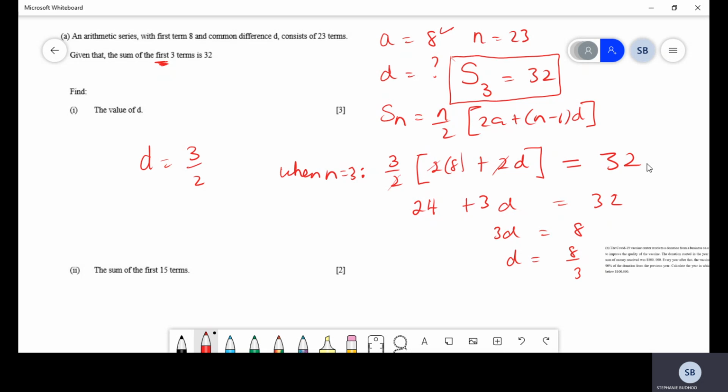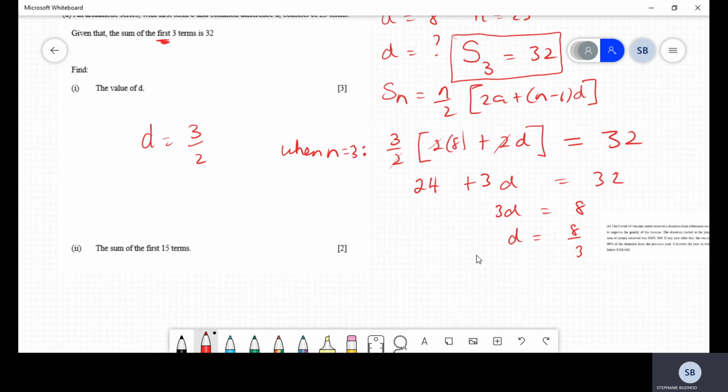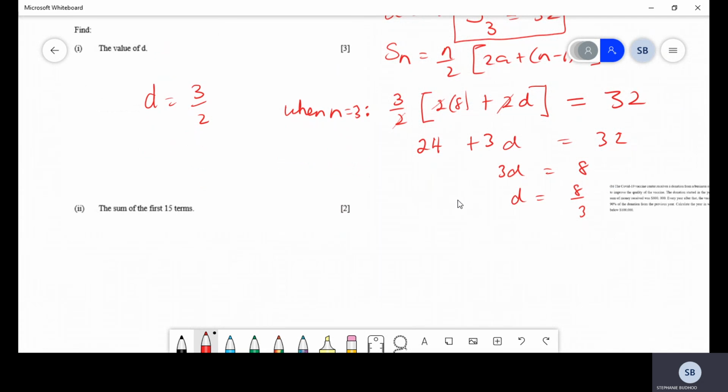All right, and moving forward with this question, we have find the sum of the first 15 terms. So the first 15 terms will be denoted by S15, right? And we use our formula where n is equal to 15. So we get 15 over 2. We get 2a. a was given by 8.